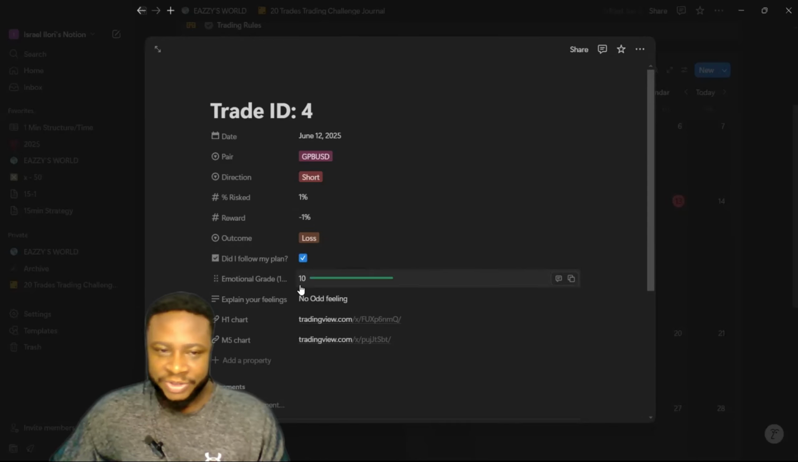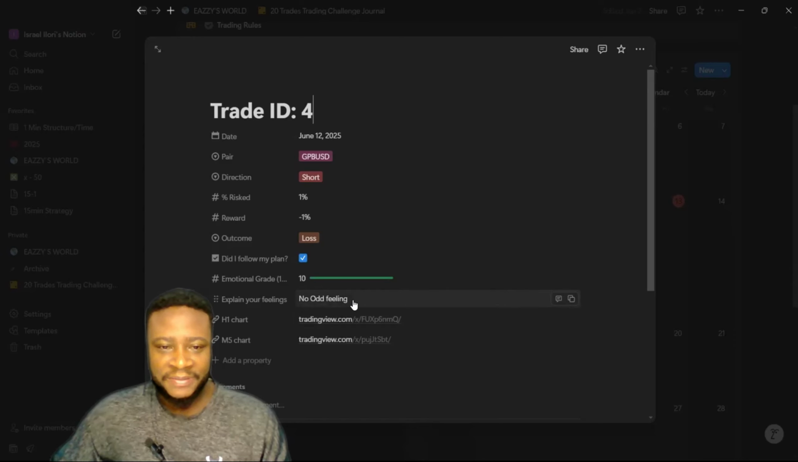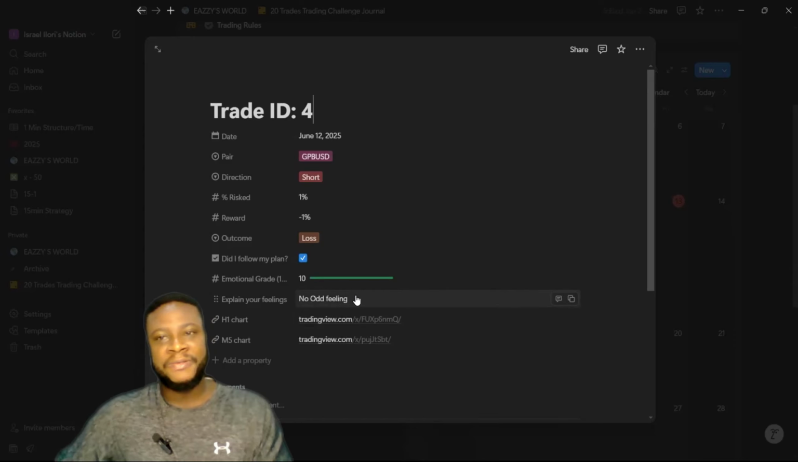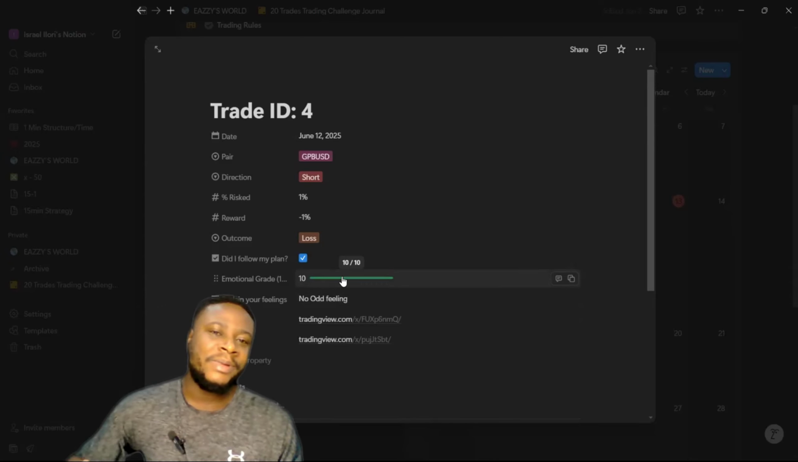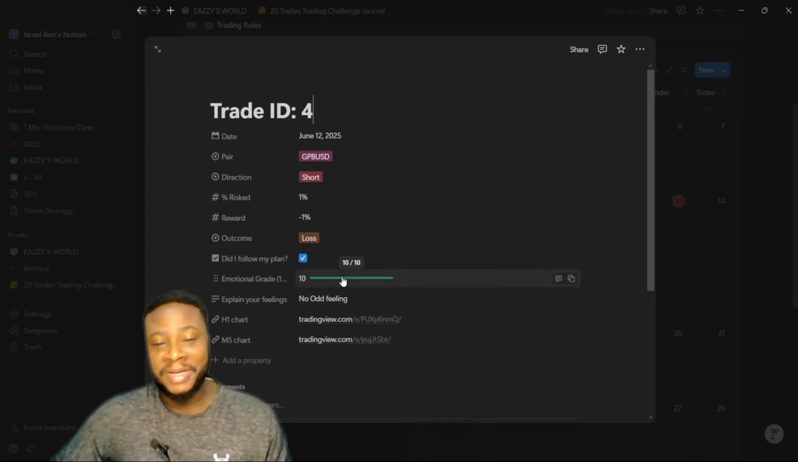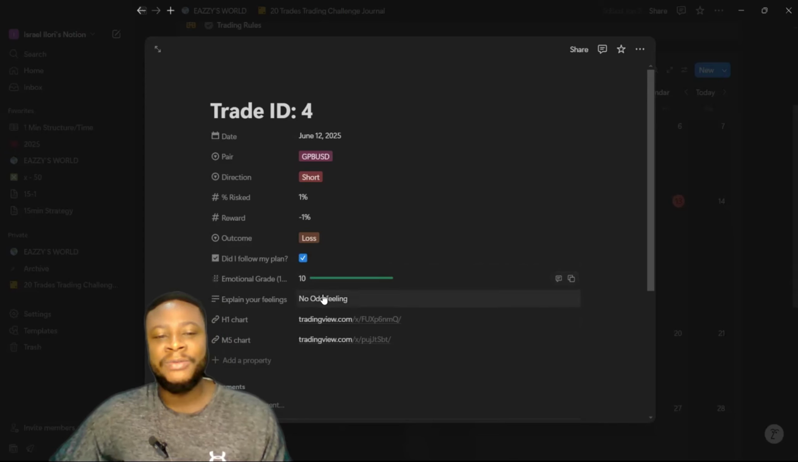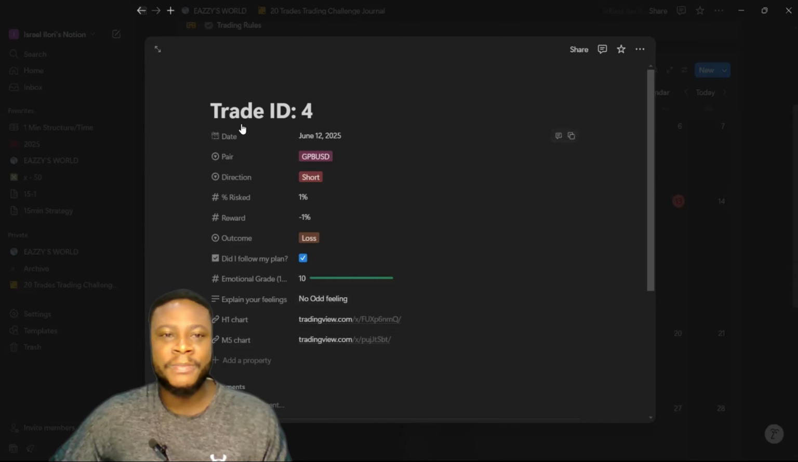And I rated myself 10. I think this is the first trade where I rated myself 10 because, to be honest, I felt nothing odd. I had no odd feeling about the trade. I don't know, maybe it's because I'm in profit on the account now. I don't know if that's the reason, but I just know that I have no odd feeling for this trade, and I love my H1 and M5 chart. So there's really nothing much on the journaling of this trade.